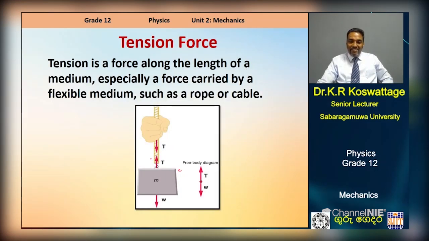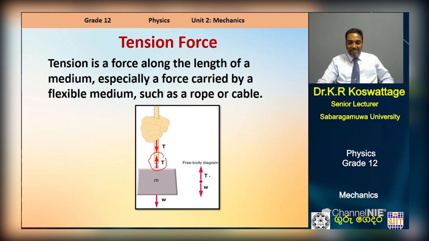Then the other force is the so-called tension force. Previously we learned about the normal force, and the free body diagram, and now we have another situation, a tension force. Tension acts along the length of a medium, especially a force carried by a flexible medium such as a rope, cable or spring. So you have a tension force, which acts like a pull.